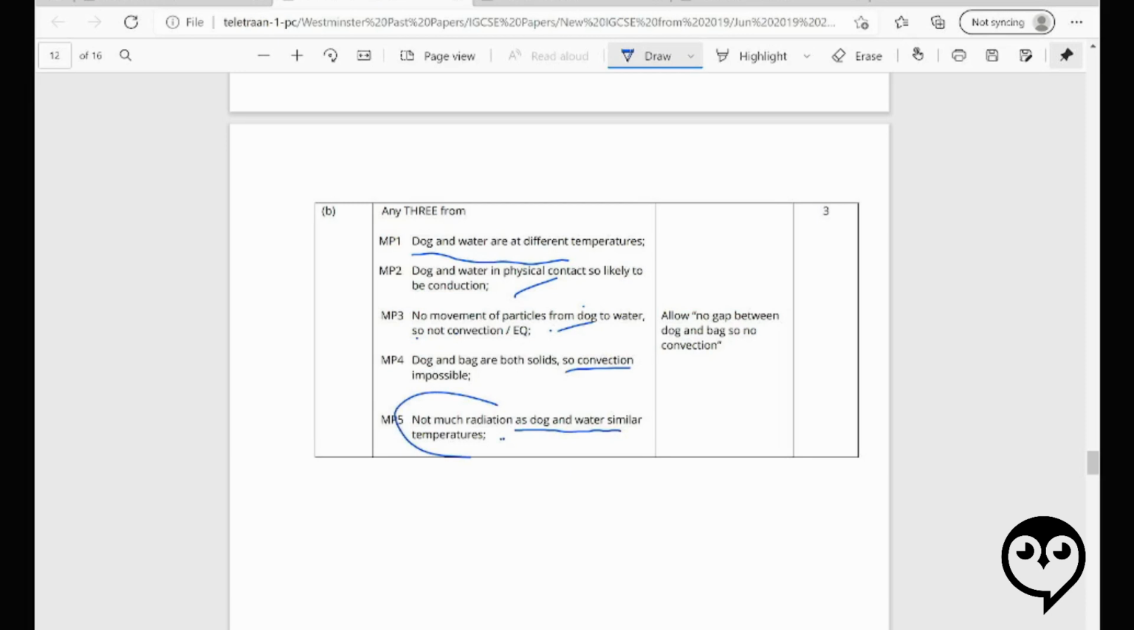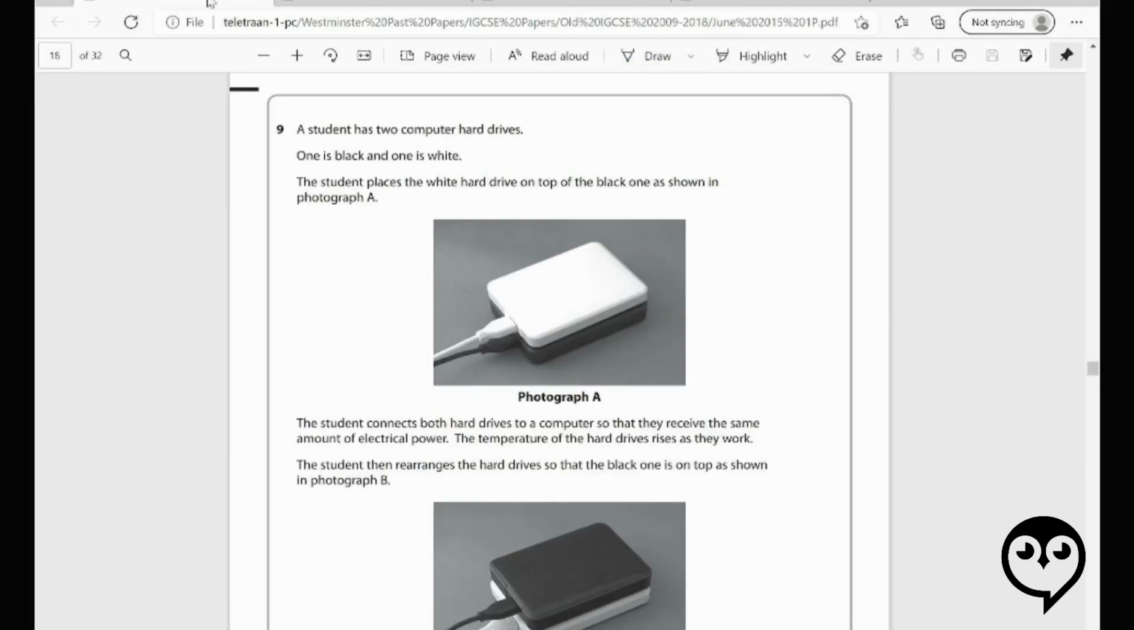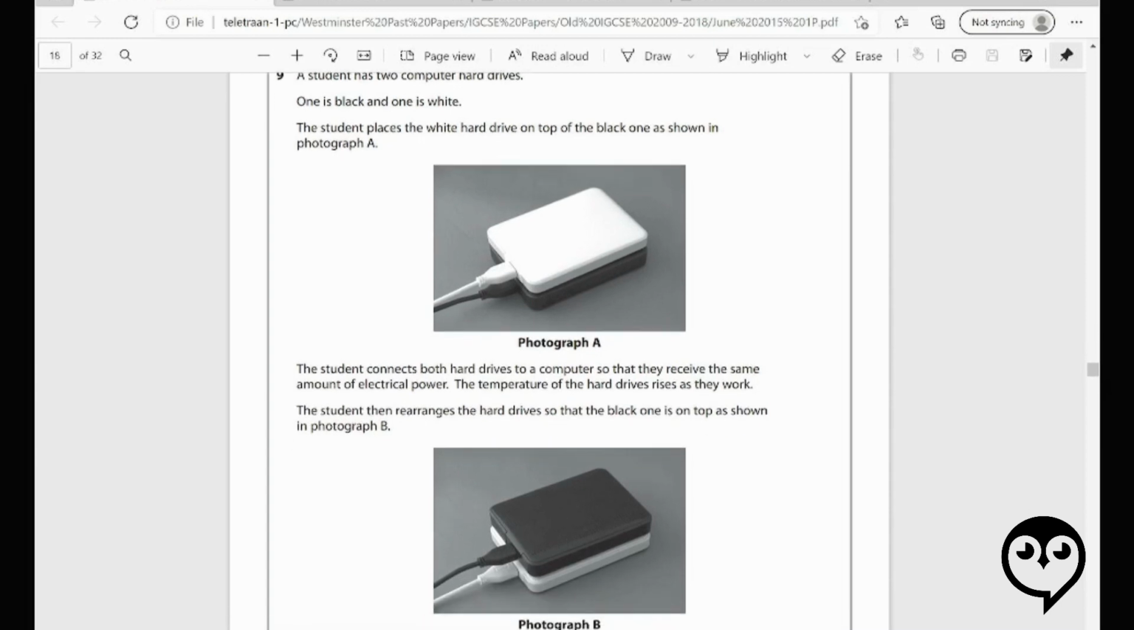Okay, so there's a few things you need to know. This is a bit of a review of conduction, convection, and radiation, and yet at the same time it's a little bit more advanced than other questions you see regarding this sort of thing. And here I have a June 2015 paper 1 from Edexcel. In this question, it's talking about these hard drives. They're both connected, so they receive the same amount of electrical power. We would imagine that they do the same amount of work, and so the temperature rises the same, and they're going to compare the 2 different configurations.